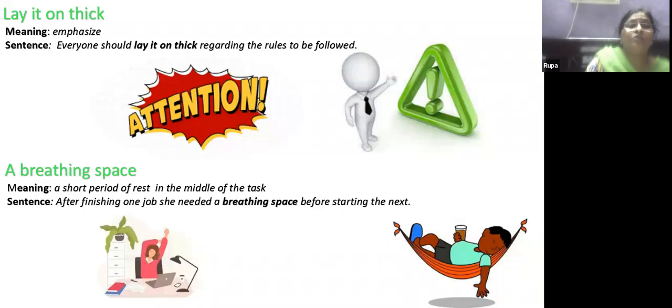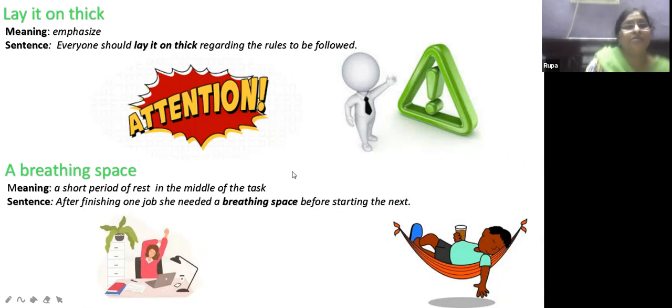And one thing you must note down, children: you must know the meaning. But when you're framing your own sentence, even in the exam, you're not going to use the meaning. You're going to just use the idiom or phrase as it is. That's why I have made it bold and shown you. Lay it on thick, breathing space: we are using these, but we are not using the meaning when writing the sentence.